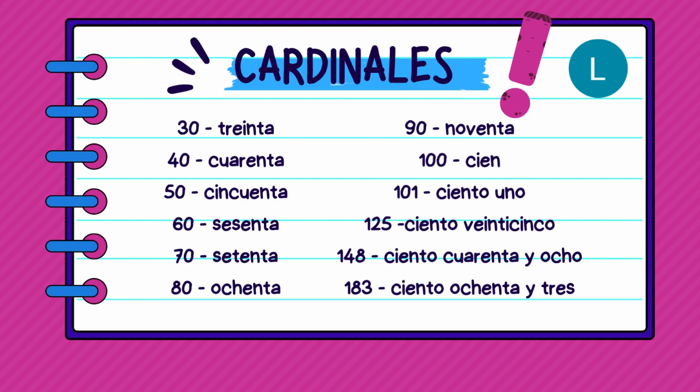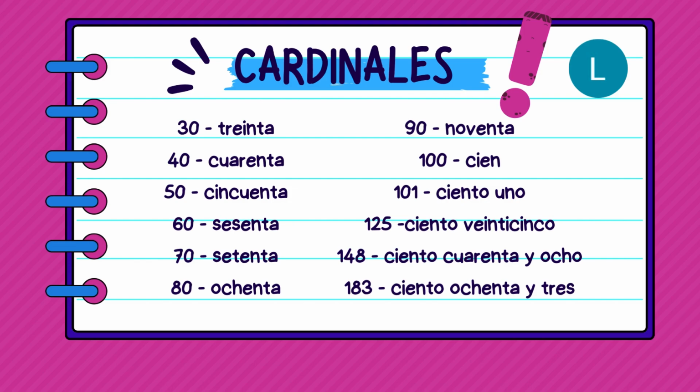Remember that. 40, 50, 60, 70. So notice that the difference between 60 and 70 is only the third letter. The S of the sesenta changes to a T in the setenta. I'm going to say it again. 60, 70, 80, 90, 100.